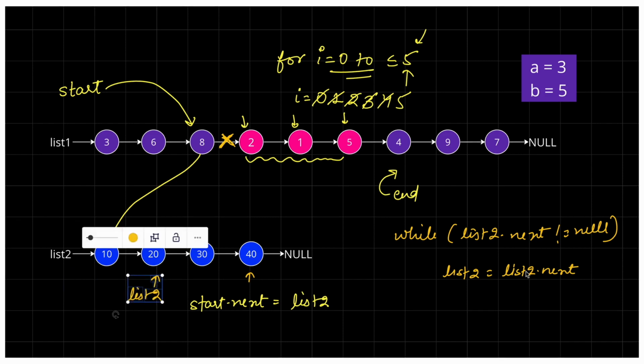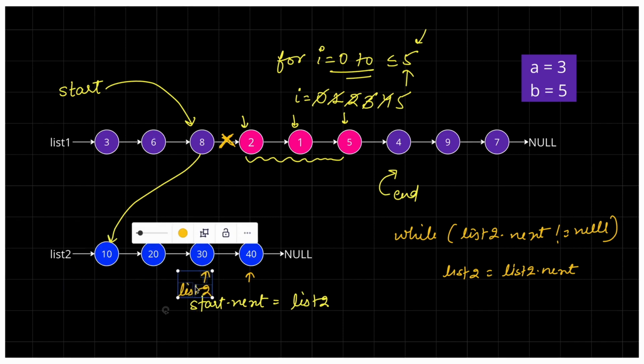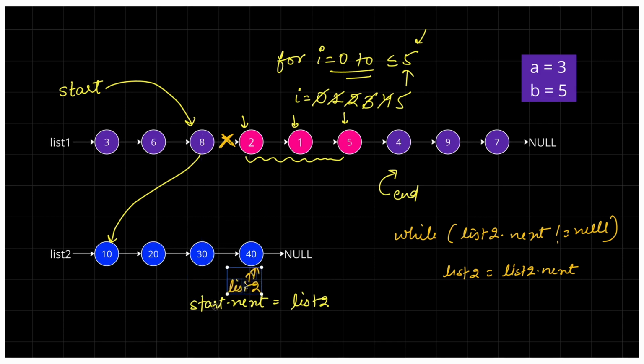Again, list2.next is not equal to null. So once again, I will move forward. Again, list2.next is not equal to null. I will move forward. And at this point in time, list2.next is null, right? So which means I will stop over here, right? So once I reach over here, now it's very simple. What you can do is now you can say list2.next is equal to end, which means that you are making sure that now you are pointing to this node, to this end node. And now once again, you are breaking this particular pointer, right?